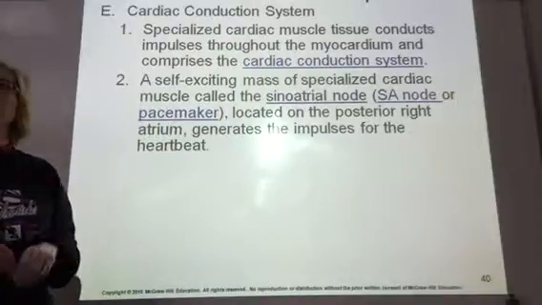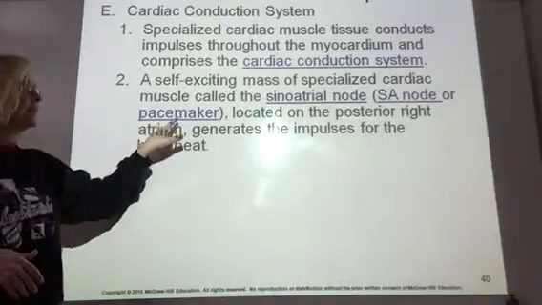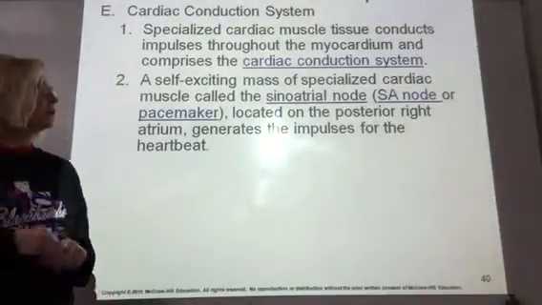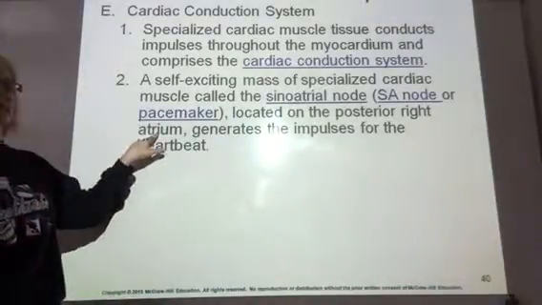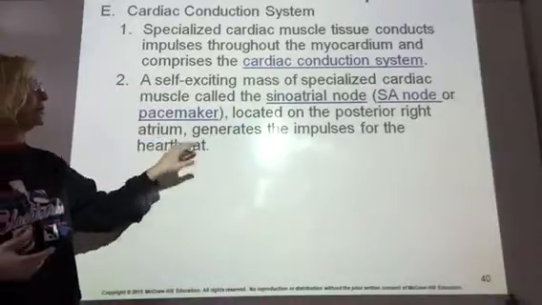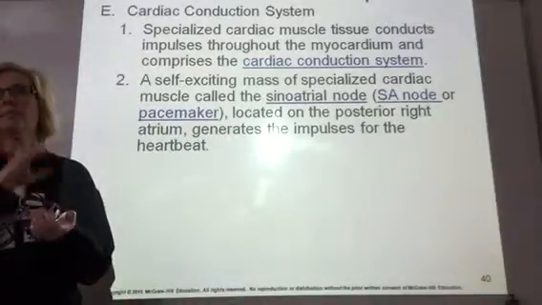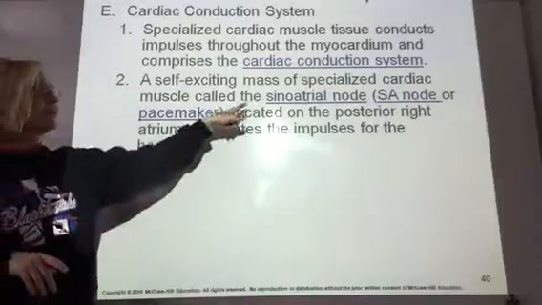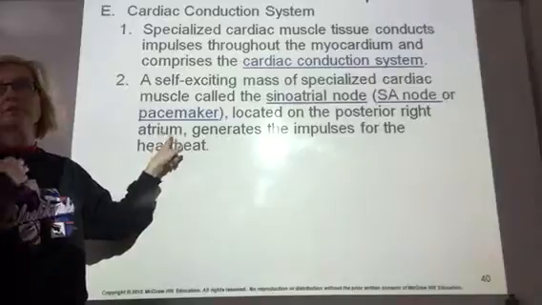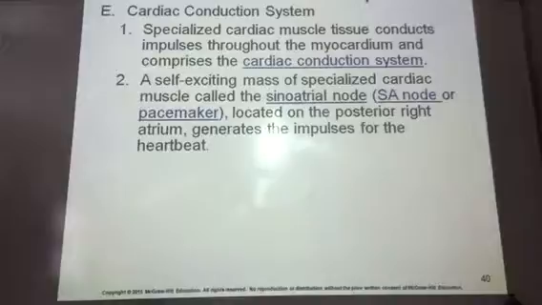If you know someone that has an artificial pacemaker of the heart, it's inserted because their SA node does not work properly. So the SA node is in the right atrium, and it is what constantly tells your heart to beat. It generates that impulse that keeps your heart beating at a proper rhythm. So if that SA node is not working properly, people will have a pacemaker inserted that will cause that impulse to start.